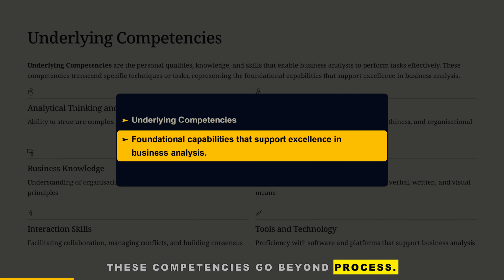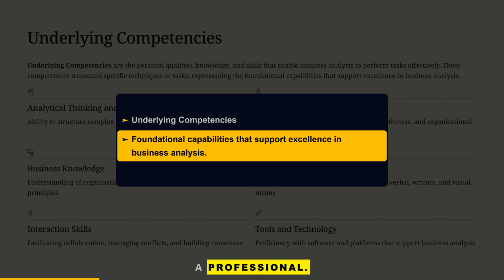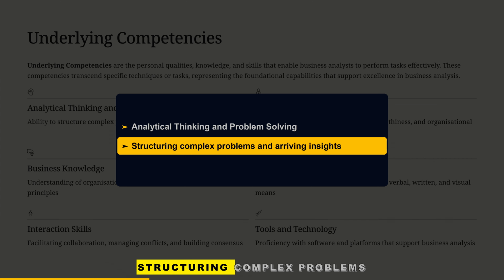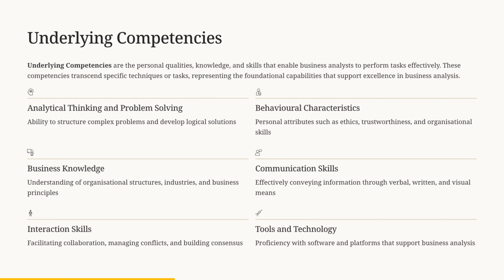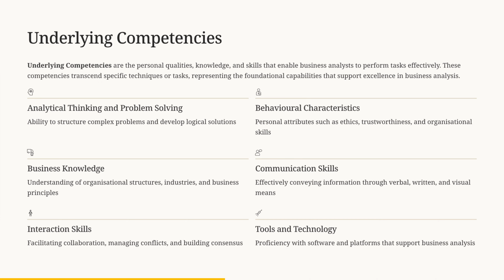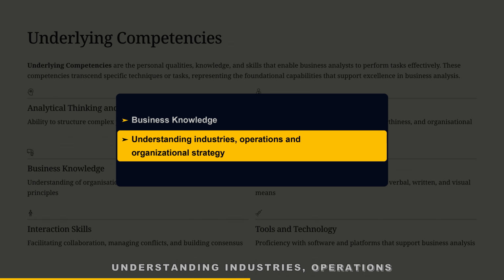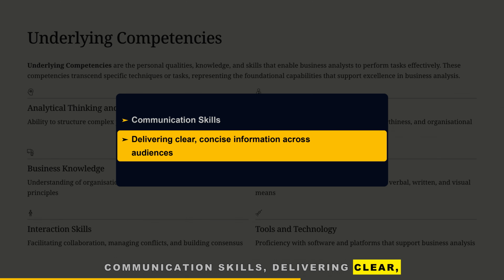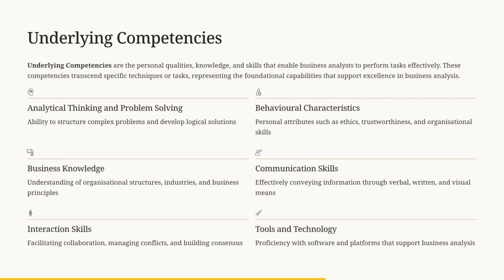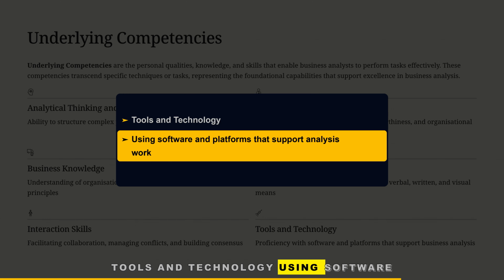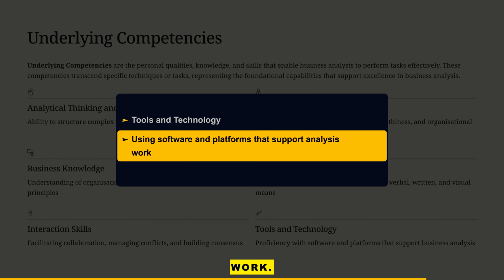These competencies go beyond process. They're about how you think and behave as a professional. They include analytical thinking and problem solving, structuring complex problems and deriving insights; behavioral characteristics, integrity, ethics, and accountability; business knowledge, understanding industries, operations, and organizational strategy; communication skills, delivering clear, concise information across audiences; interaction skills, managing collaboration, negotiation, and stakeholder engagement; tools and technology, using software and platforms that support analysis work.